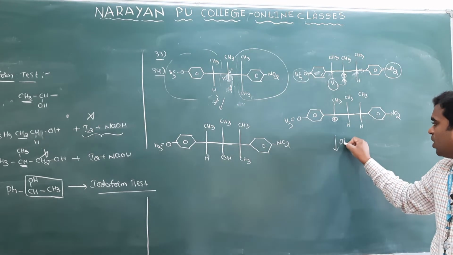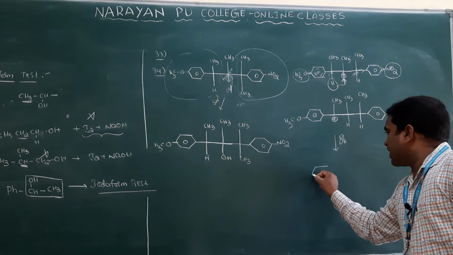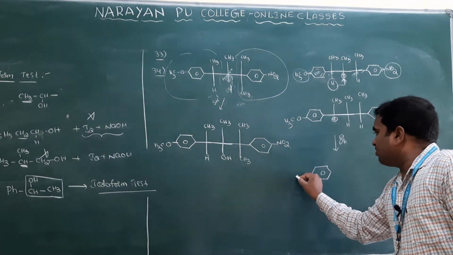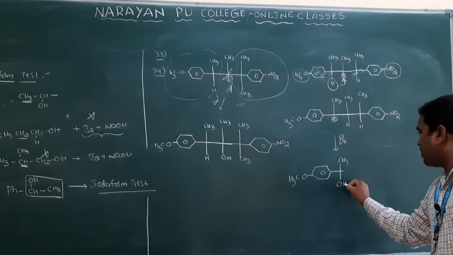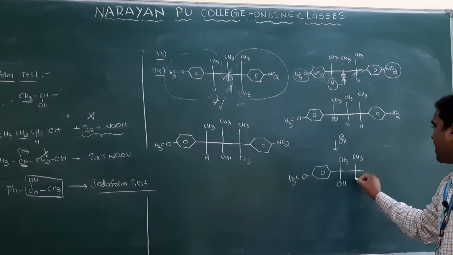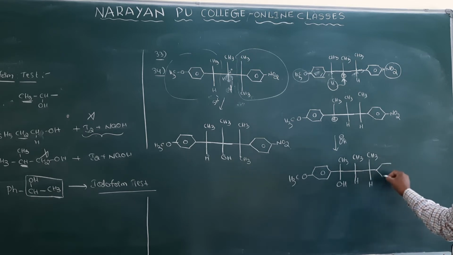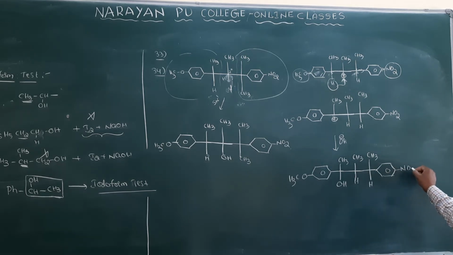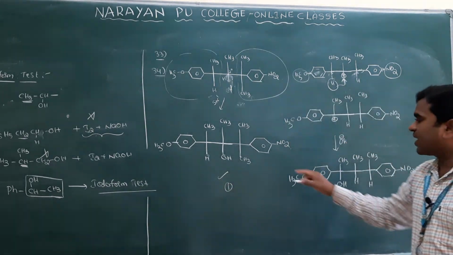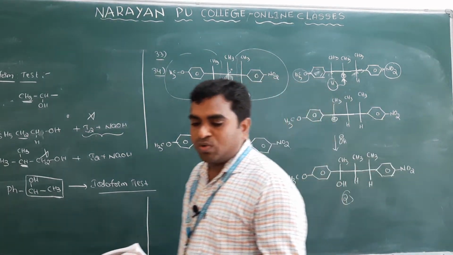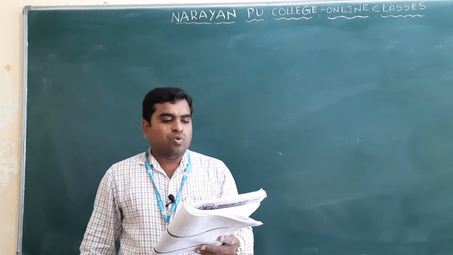Now what will happen here? OH minus attack takes place, positive and negative. What will you get? A bond, and then you will get the compound here: OCH3, and CH3, with OH formed here, and there will be a CH3 and H, and here a CH3 and H, and the compound has NO2. So we are getting this product, and this is 1 and this is 2. So you are getting both the 1 and 2 products. So your option 1 is correct. See now question number 35.